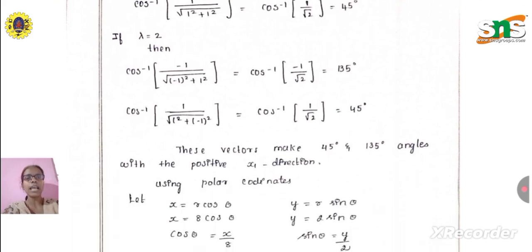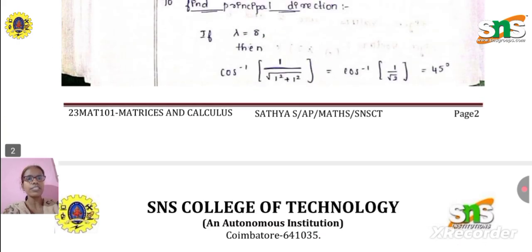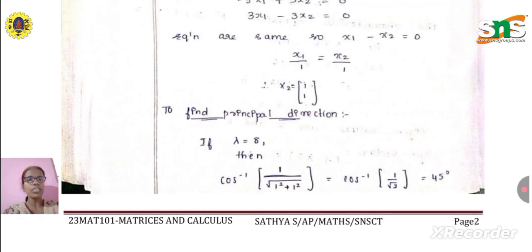yes, you can use lambda as 2. Okay, lambda as 2. What is the eigenvector? Yes, the eigenvector is minus 1, 1. Okay, why are we using minus 1 and plus 1 here? You can check it in the last case also. Why are we using 1 here?